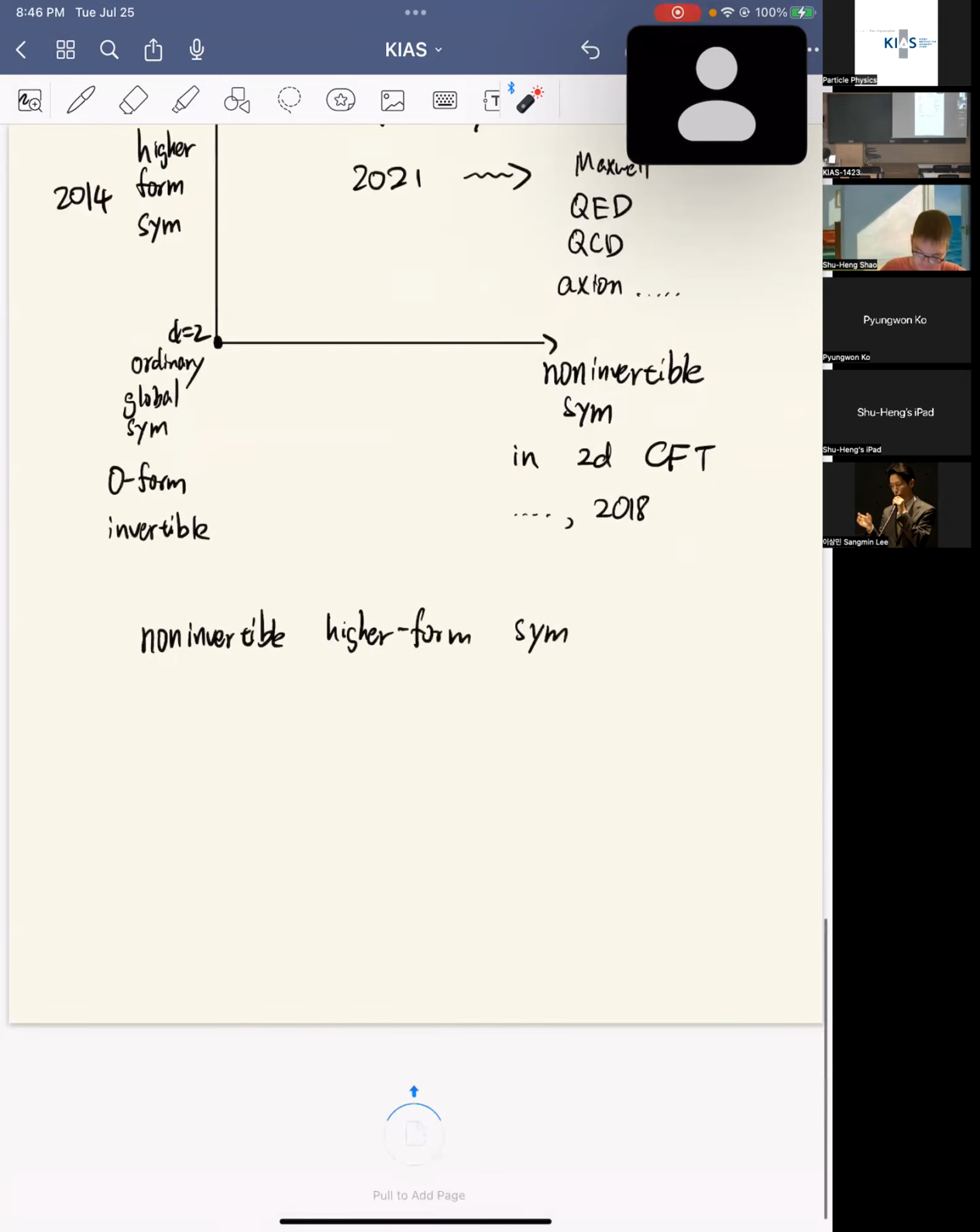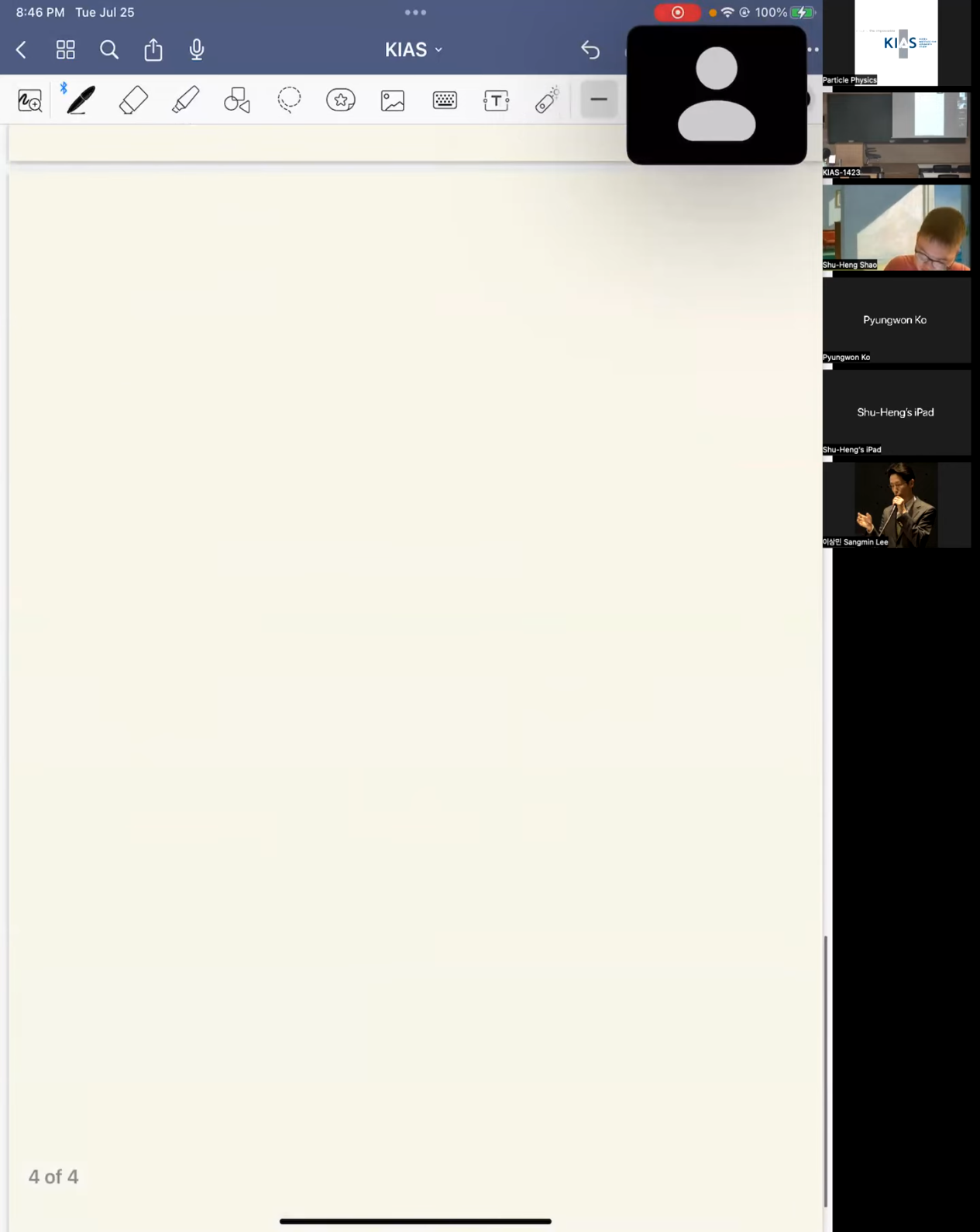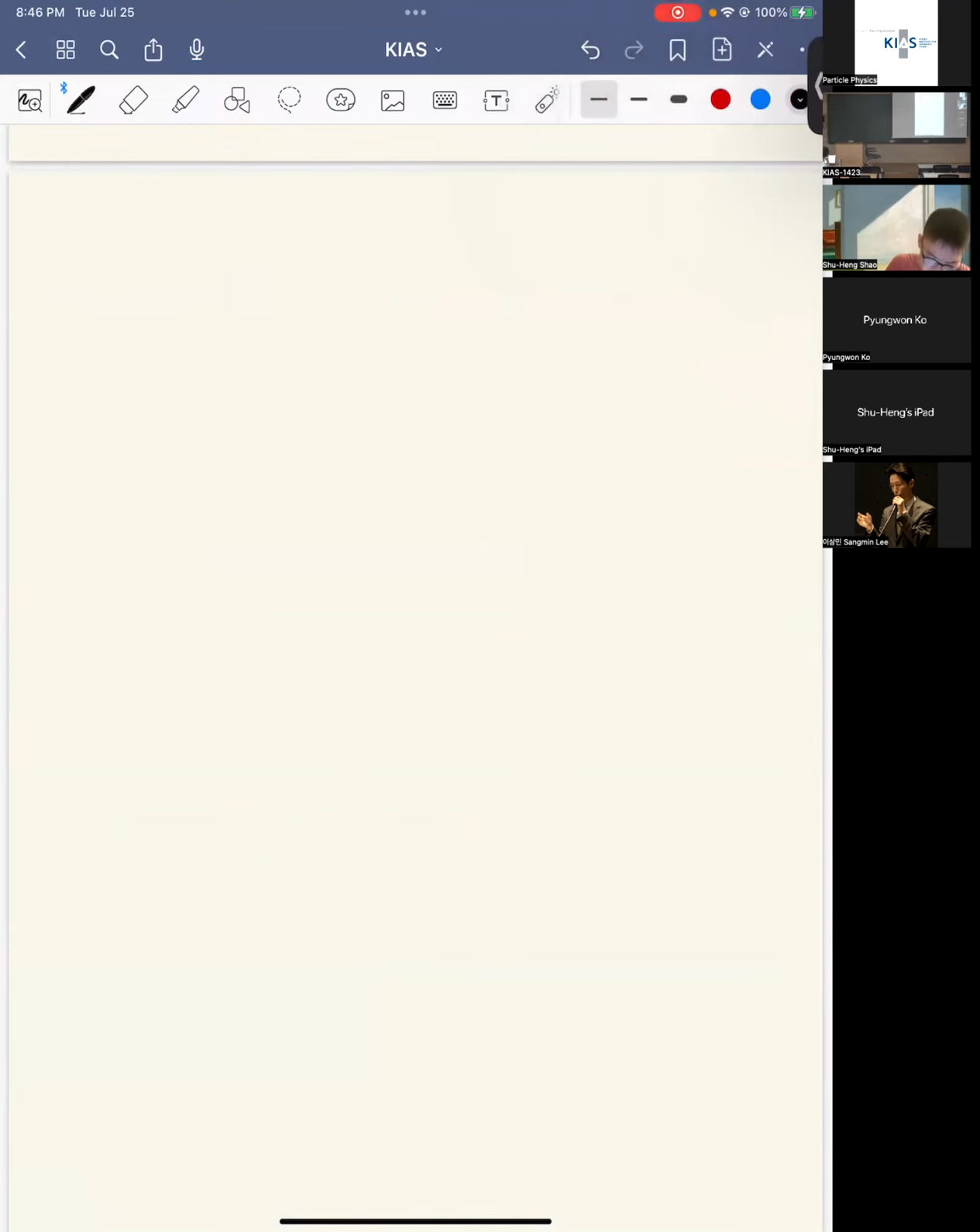Okay. So now let me switch gears to start with something that I think everyone should be very familiar with, which is just 3+1 dimensional QED. This is the Lagrangian. This is the Maxwell term plus a single Dirac fermion.